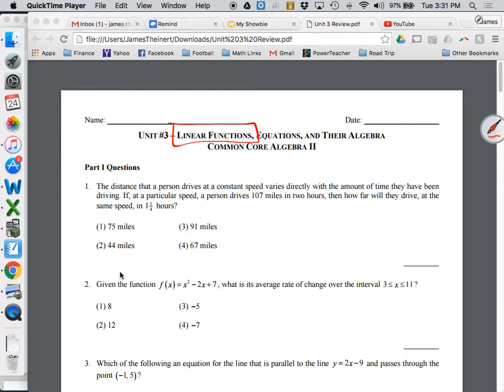Person drives at constant speed. They drive 107 miles in 2 hours. Then how far will they travel at the same speed in 1¼ hours? Well, let me do it like this.